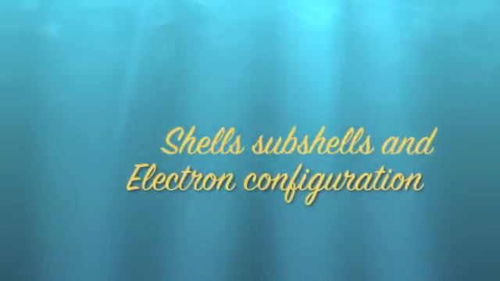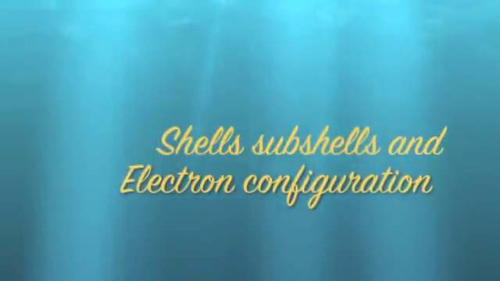Not only do quantum numbers help describe the shapes and energy levels of orbitals, but they also combine in specific patterns to form shells and subshells. This combination can be shown using electron configuration.